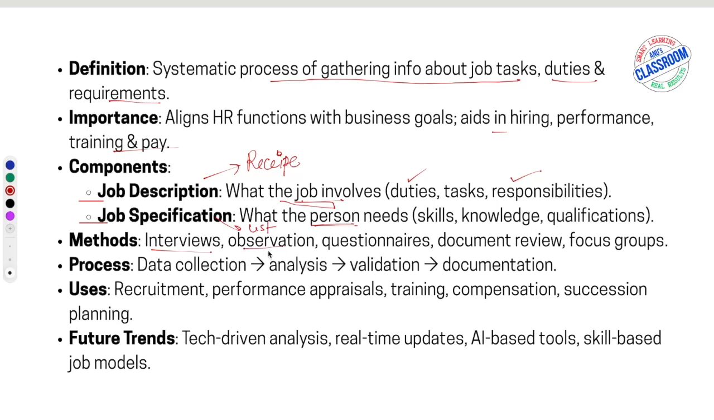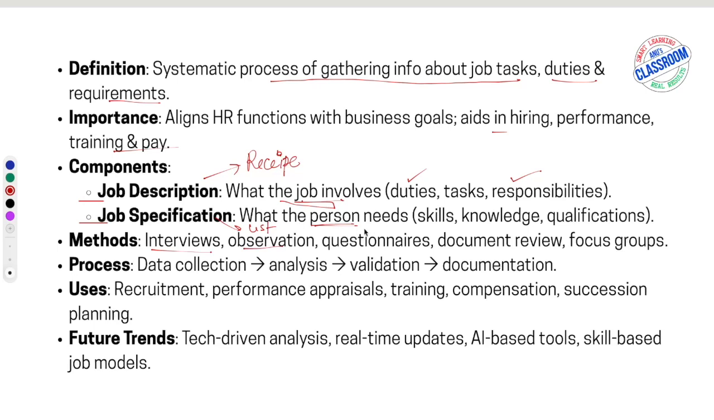Then comes the observation method. This is where you just watch employees do their work, and from that, you will identify what the job needs. This can sometimes be very eye opening, especially when there is a gap between what people say they are doing and what they actually do. But again, it is not ideal for roles that have a lot of mental work or invisible tasks. Like, do you think you'll be able to make out anything by looking at a programmer who's coding? No, right? They might be thinking a lot, but you will not see anything on paper. So that is about the observation method.